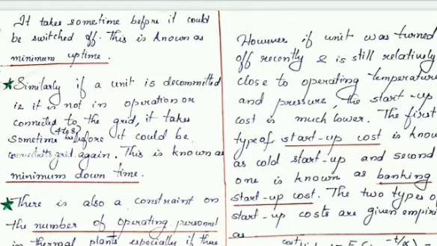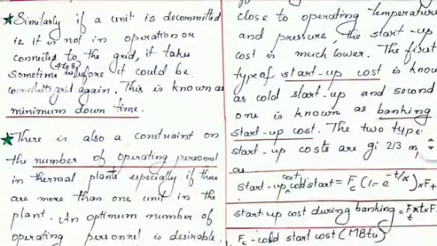So that is the first constraint. Now what is the second constraint? The second constraint is the minimum downtime constraint. Before a unit is connected back to the grid, that means if it is already switched off, it requires some time before connecting it to the grid again. That time is known as the minimum downtime. So there should be some minimum downtime before it is connected back to the grid. That is known as the minimum downtime constraint.